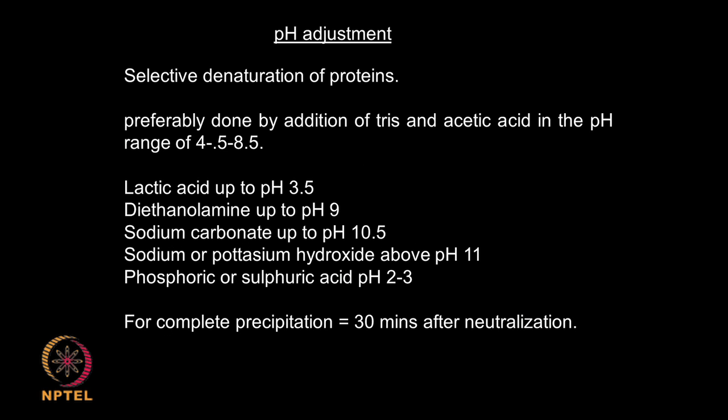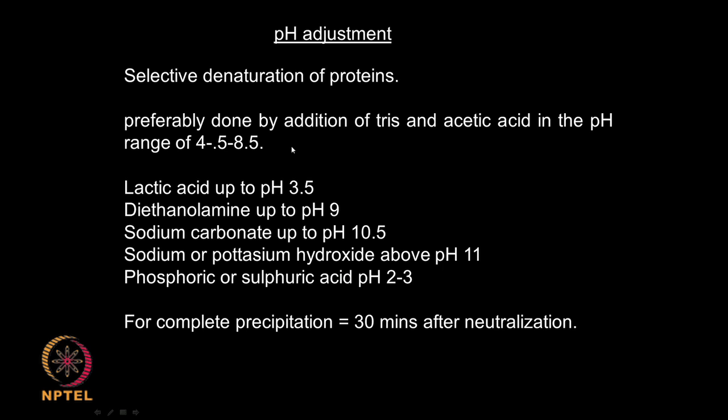pH adjustment is another approach by which we can improve the filtration. Sometimes we can adjust the pH so that you selectively denature some proteins, and once the protein gets denatured, it may just precipitate down. For each protein you may have a certain pH at which it gets denatured. So we can add Tris or acetic acid in the pH range of 4.5 to 8.5, for example, lactic acid up to a pH of 3.5 and so on.